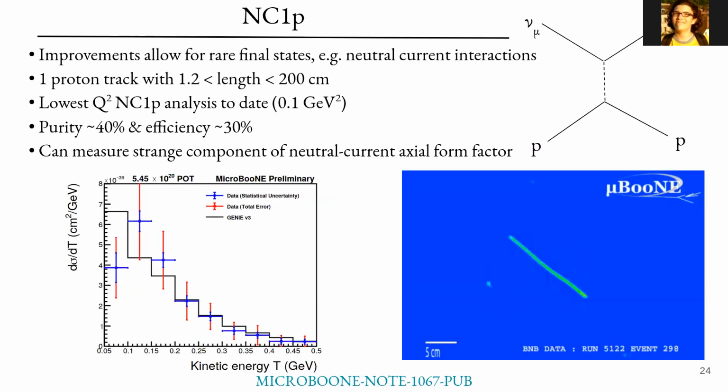But apart from the fact that with these improvements we can make more accurate measurements, those improvements also allow us to take a look at more rare final states. And the typical example of that would be the topology that is featured on this slide, which would correspond to a neutral current interaction with a single proton produced in the final state, with a proton track with length between 1 centimeter and 2 meters, and this measurement constitutes the lowest Q-squared neutral current analysis to date. This event selection corresponds to a purity of 40% and an efficiency of about 30%, and can be used to measure the strange component of the neutral current axial form factor.